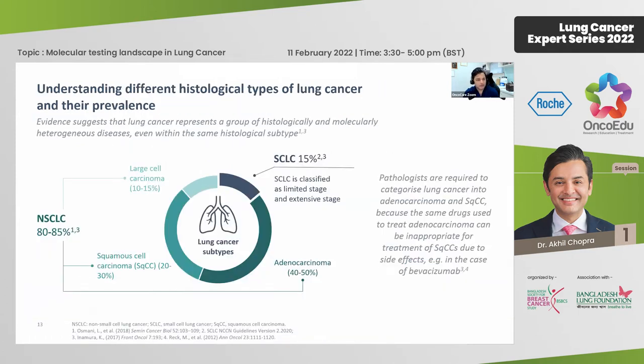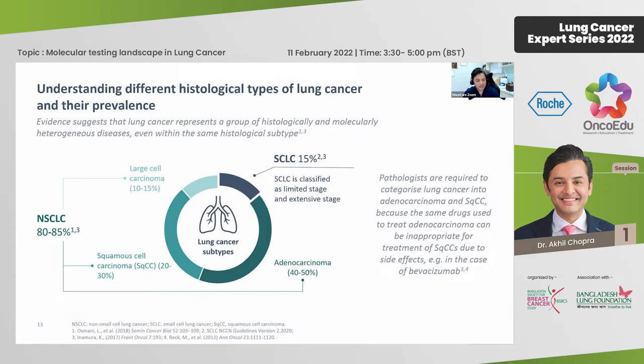Now, we've known for almost three decades that there are different histological types of lung cancer. And more recently, there are different molecular subtypes of lung cancer, which I will discuss in more detail as I go on in my talk. Today, pathologists are required to categorize lung cancer at least into adenocarcinoma or squamous cell carcinoma, because the same drugs that are used to treat adenocarcinoma may be inappropriate for squamous cell cancer, such as bevacizumab or Avastin.